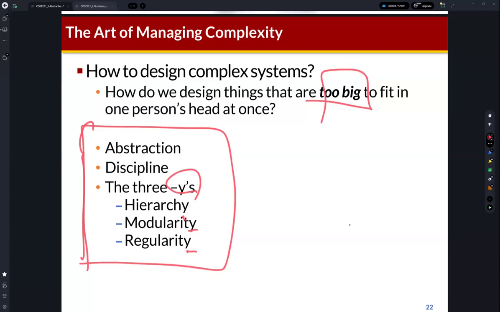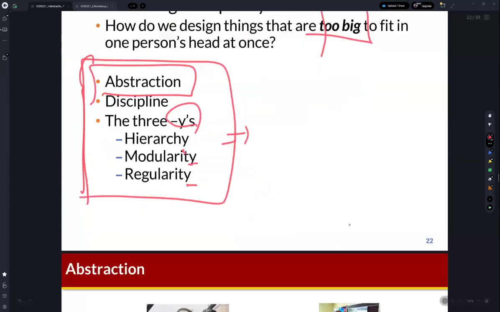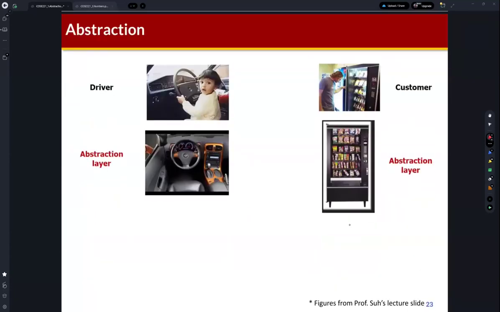In today's class, I will briefly explain these terms: abstraction and discipline, and then hierarchy, modularity, and regularity. Based on these principles, we can design very complex systems, and this is the very common approach for understanding complex systems. Actually, abstraction is a very important concept in the computer engineering field or computer science field. So let's learn about abstraction.